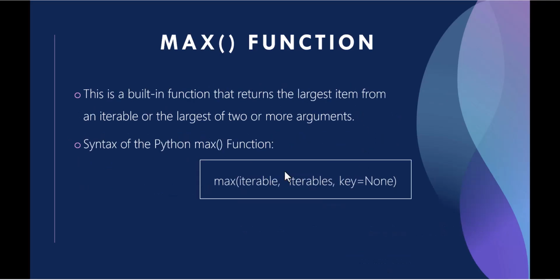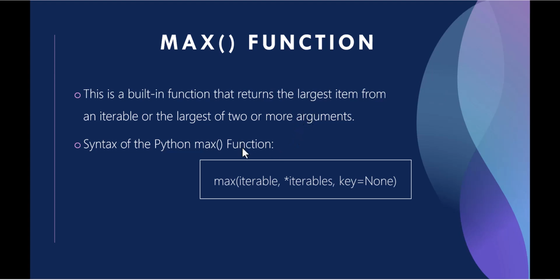Now we will go to the max function. This is a built-in function that returns the largest item from an iterable or the largest of two or more arguments. An iterable is nothing but something that can be looped over or iterated upon using a for loop, like grouped data such as lists, tuples and sets. For those kinds of iterables, we use the built-in function max. And if we want to find the largest between any two numbers or more arguments, we can use the max function.